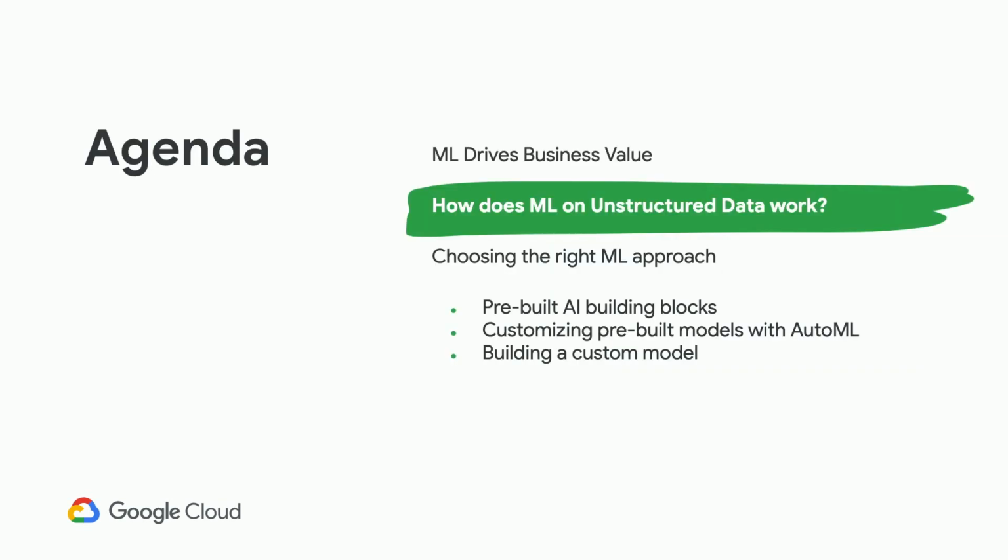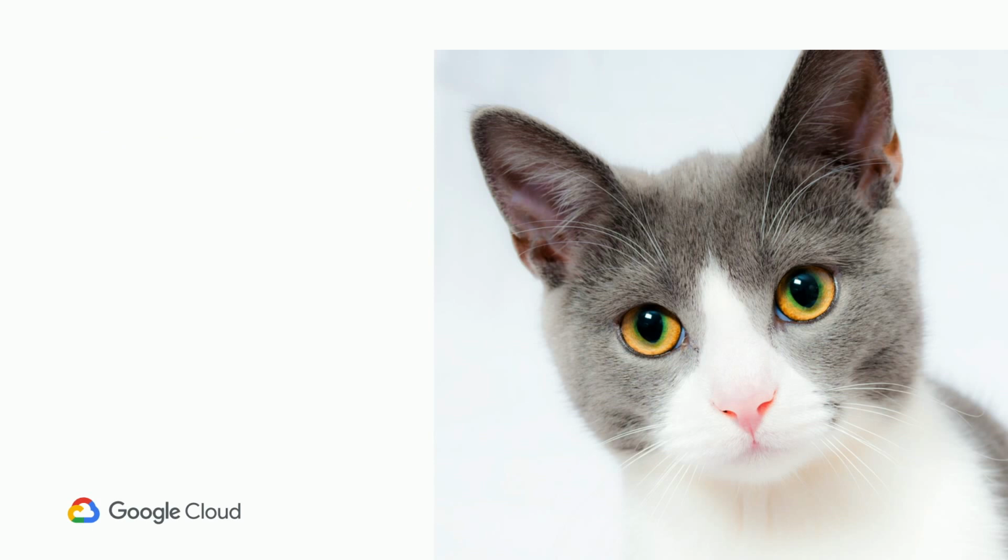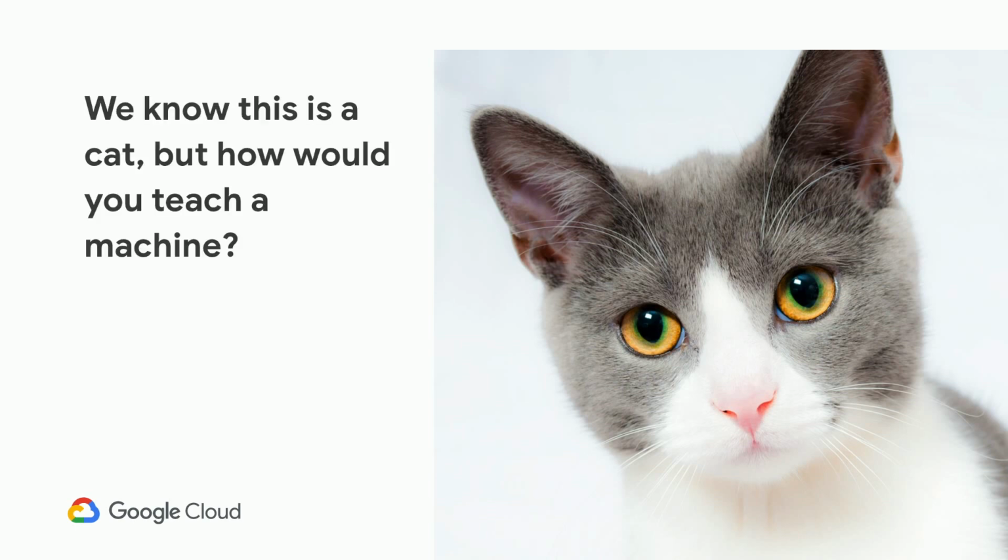So how does machine learning actually work on this unstructured data? What's this? It's a cat, okay? And we know this is a cat, but how would you teach a machine? Right now we're talking about machine learning, so we want to teach a machine, but sometimes it's actually the same as teaching a newborn baby. Once they are big enough to see things, you want to teach them to recognize.